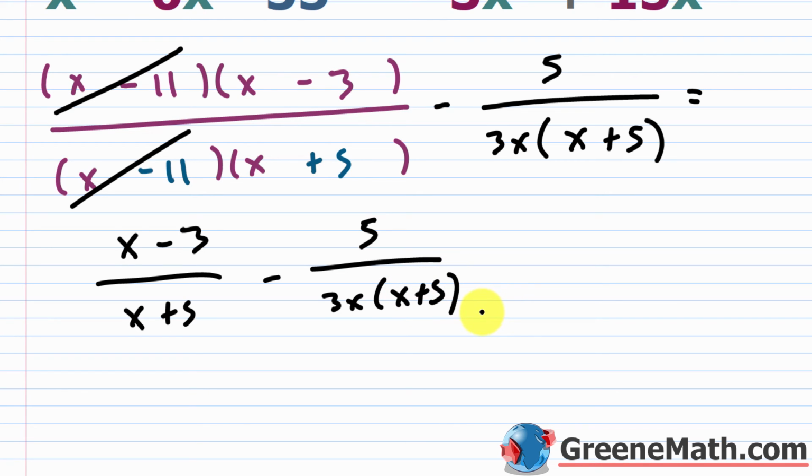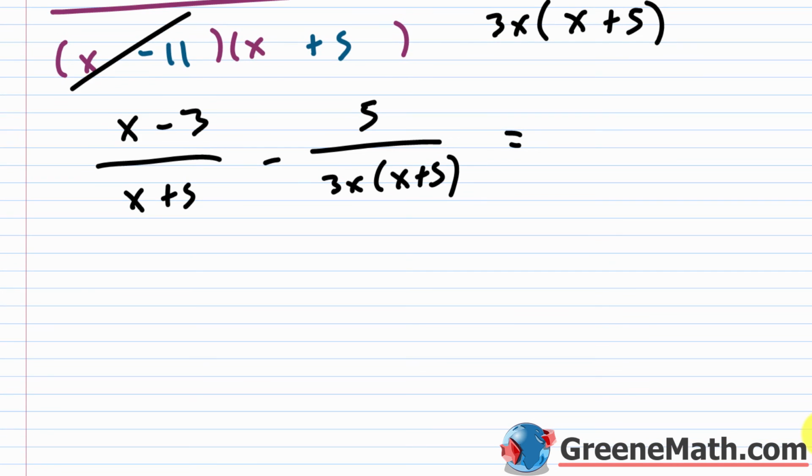So the LCD is what? It's x plus 5. They have that in common. You just need the 3x. So this guy right here already has the LCD as its denominator. So you don't need to make any changes to that one, okay? So let me put equals here, and I'm only going to work with this one.